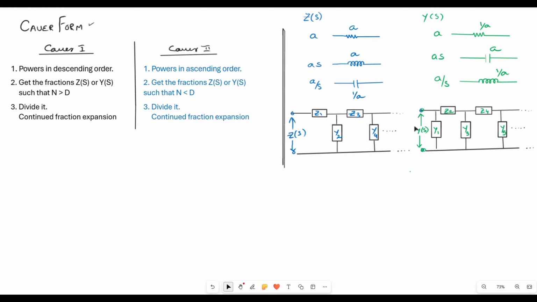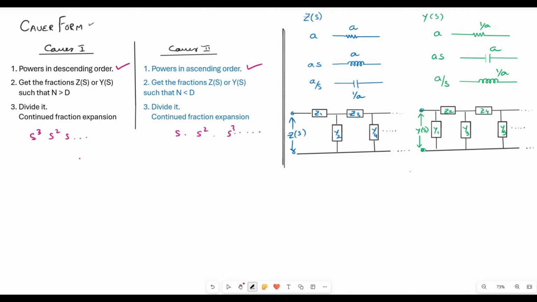As we can see here, we have different conditions for realizing Cauer 1 and Cauer 2 forms. Here we do not directly process on impedance or admittance functions. We have to determine which function to follow for the continued fraction expansion. For Cauer form 1, the powers of the LC function should be in descending order, and for Cauer form 2, in ascending order. That means the powers should be like s cube, then s square, then s, in this format. And in case of Cauer form 2, it should be in the other format.